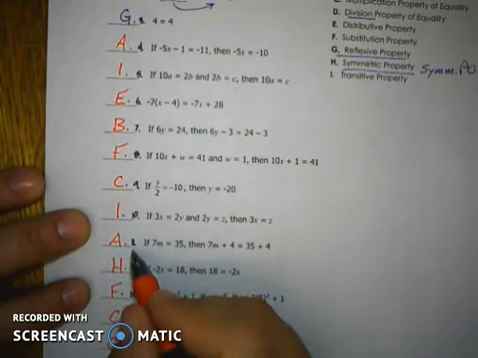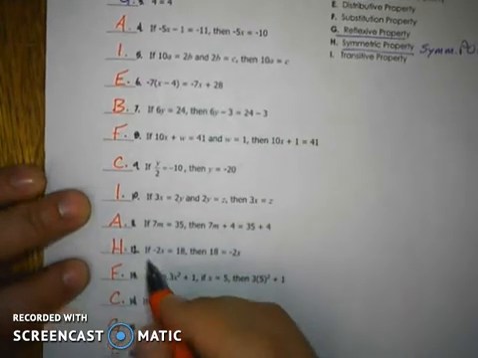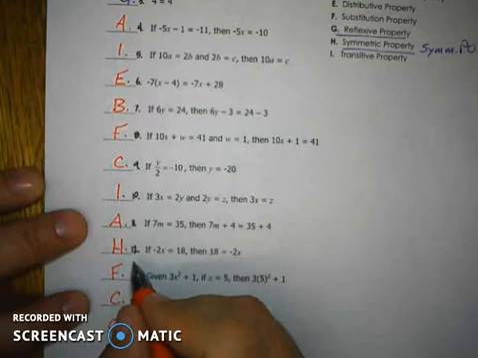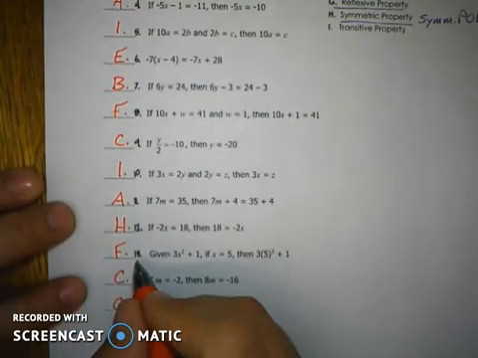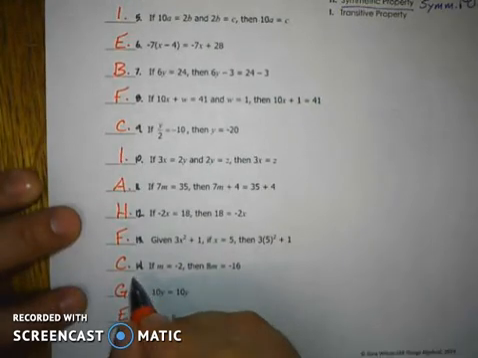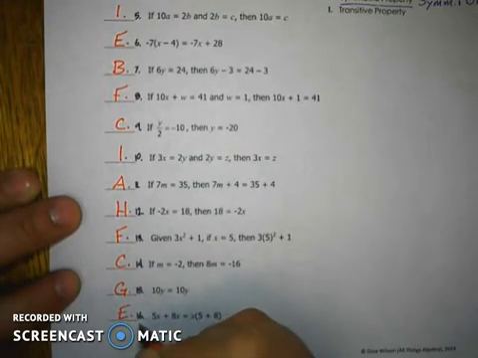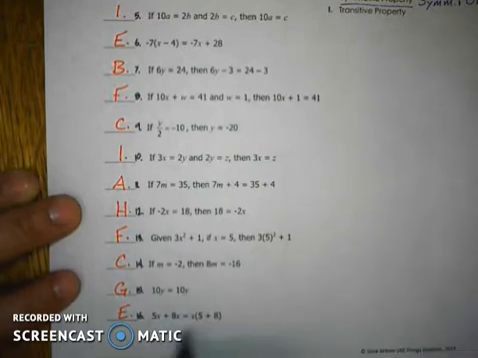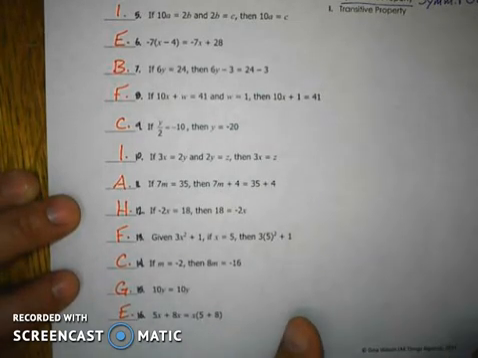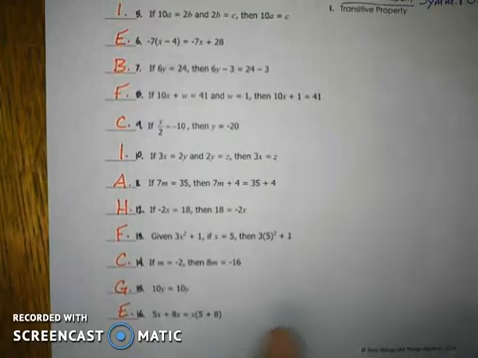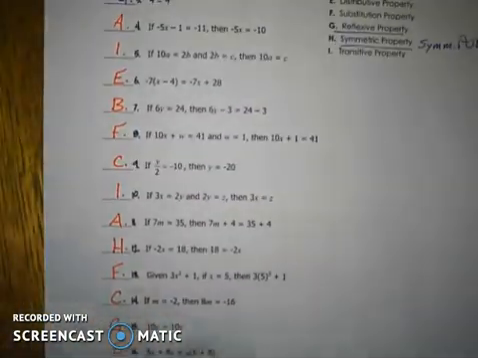11 is A, addition property of equality. 12 is H, symmetric property. 13 is F, substitution property. 14 is C, multiplication property of equality. 15 is G, reflexive property. And 16 is E, the distributive property. Okay, even though it's written in reverse order, it's still the distributive property. So let's go ahead and continue with the rest of these notes. All right, that's just a quick review over these algebraic properties.